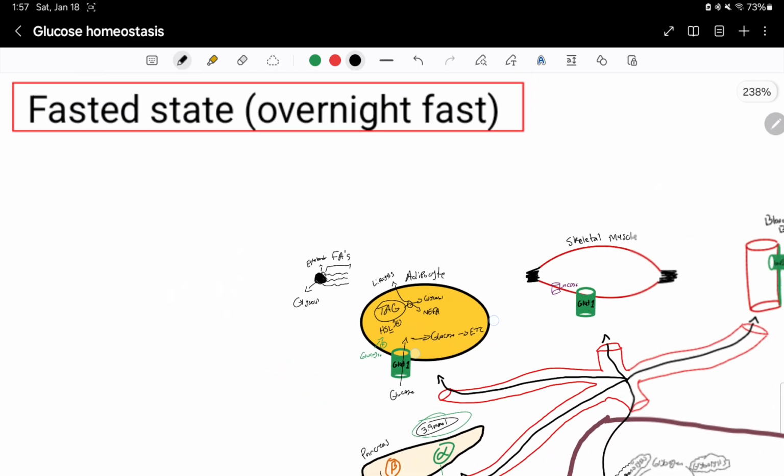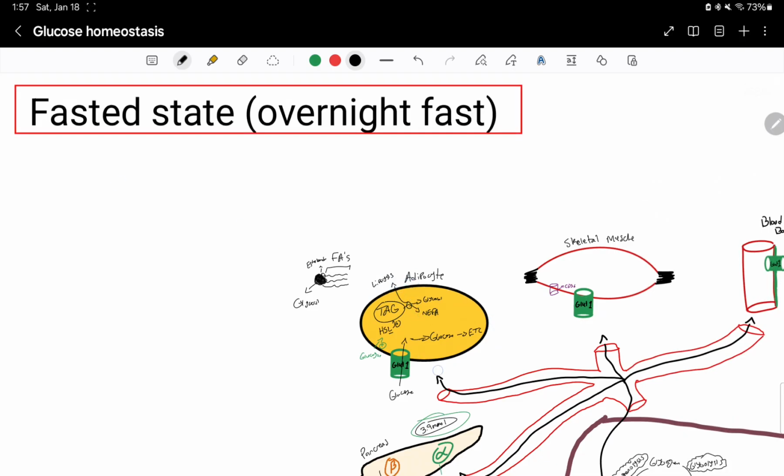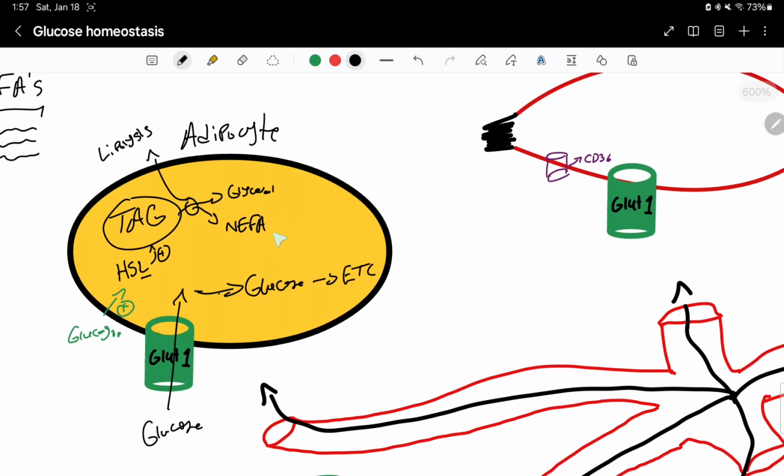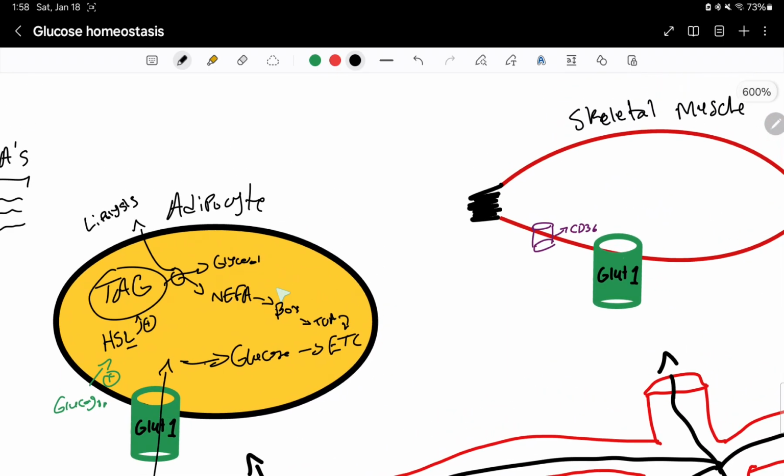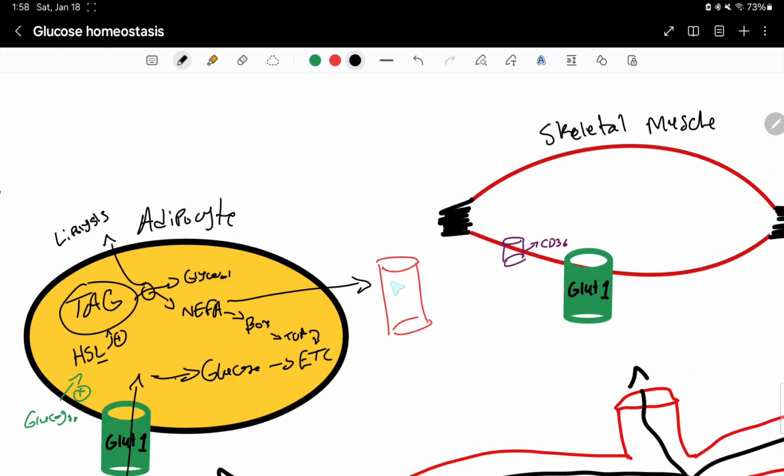So you can see how during the fasted state, we're actually using up fat as a source of energy. This fat can be used as a source of energy, right? It can go through a process known as beta oxidation and then go to the TCA cycle, which will then go to the electron transport chain, okay? But that's not the only thing that this non-esterified fatty acid can do. It'll go out into the blood, and over there, it'll be bound to a specific carrier protein known as albumin.